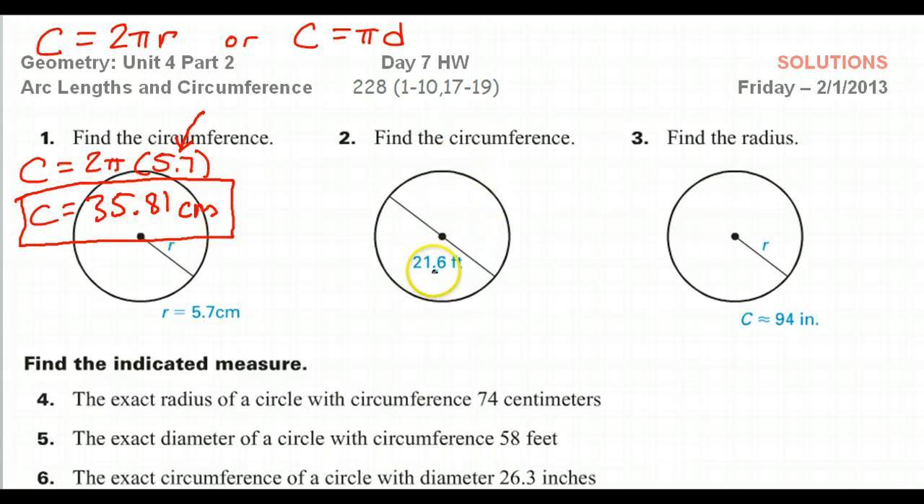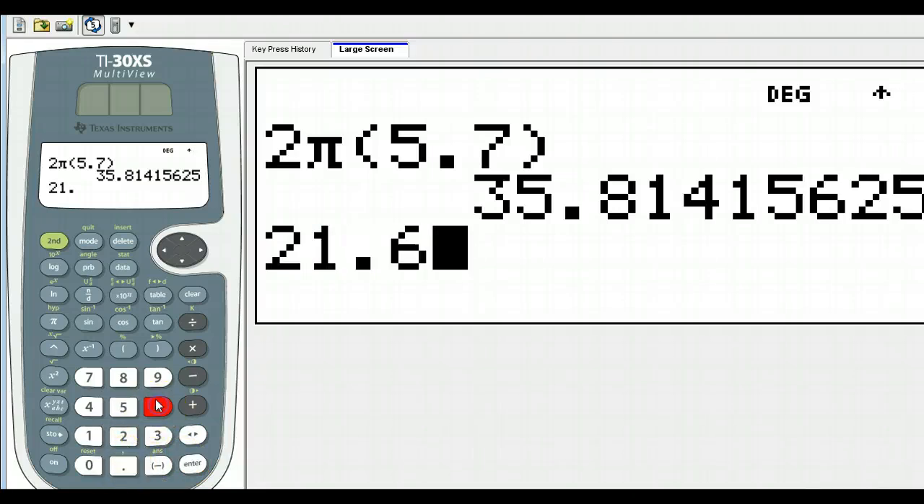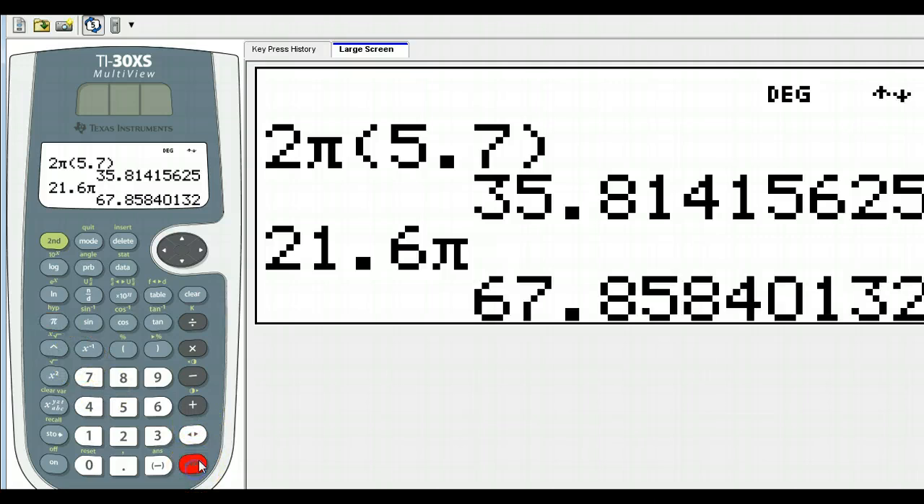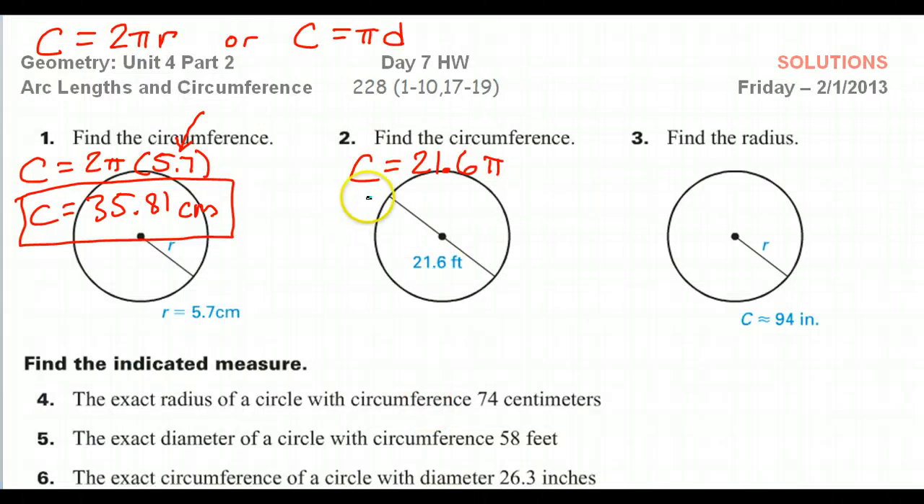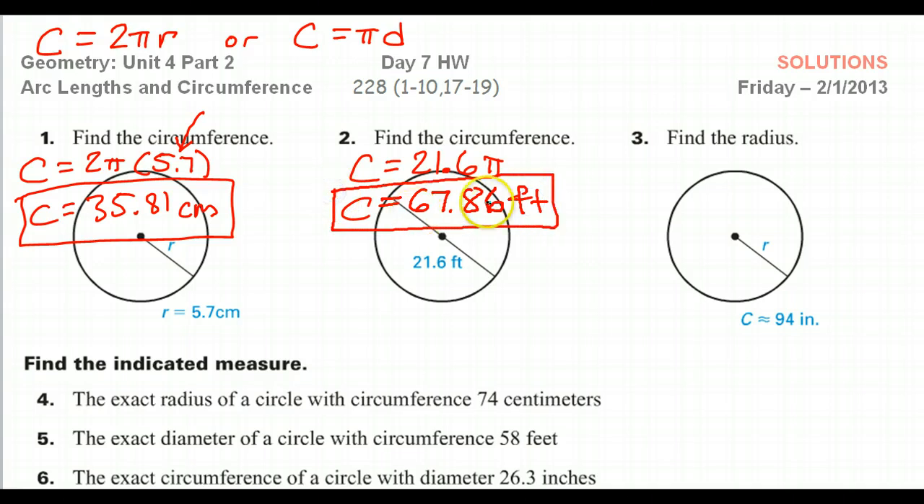On this one, we're given the diameter, so I'm going to use this version of the formula. Circumference is equal to pi times the diameter. In this case, that would be just 21.6 pi. Really, that is the answer, but it's kind of weird to have a decimal and then pi, so I think we'll go ahead and multiply that out. 21.6 pi is approximately 67.86 feet. All right, so that's number 2.